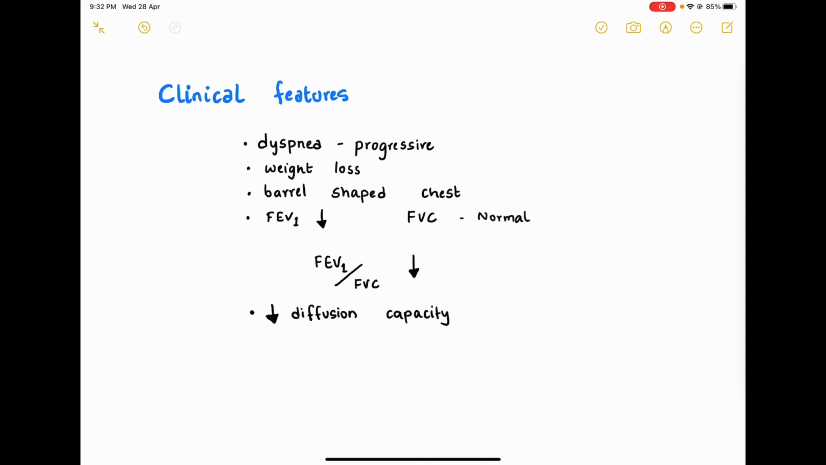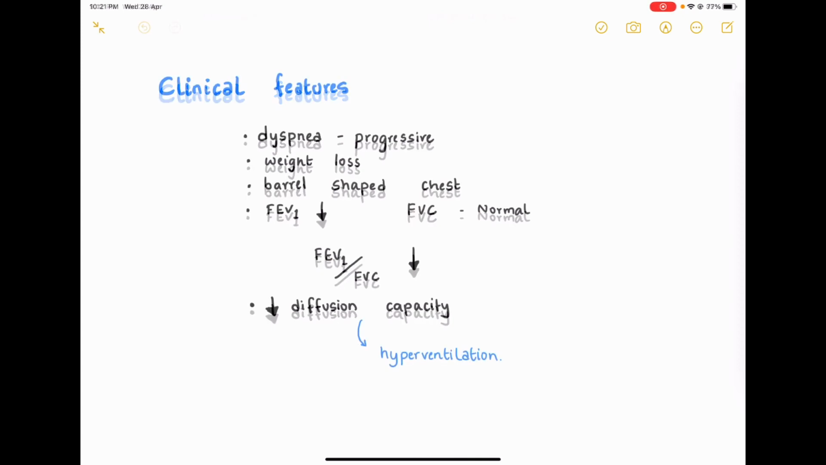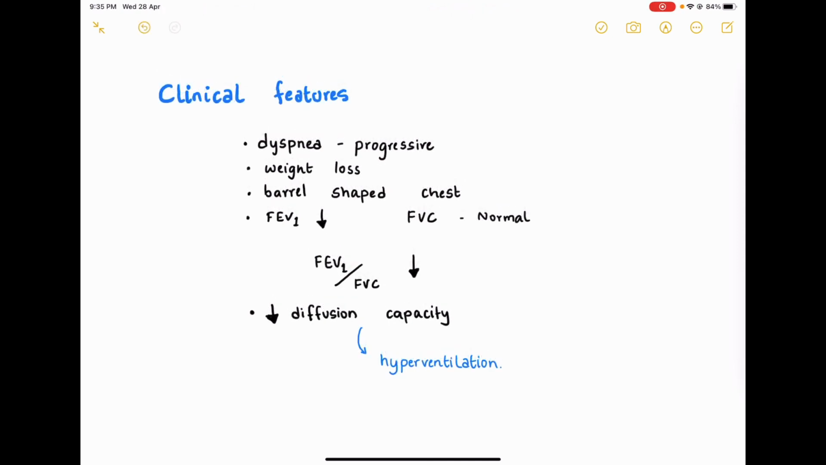There is also decreased diffusion capacity. Despite decreased diffusion capacity, the oxygenation of the hemoglobin is maintained because of hyperventilation, and thus these patients are also called pink puffers. Pink because oxygenation is maintained, puffers because of hyperventilation. In contrast to the conditions seen in chronic bronchitis, where you observe hypoxia, and thus they're designated as blue bloaters.